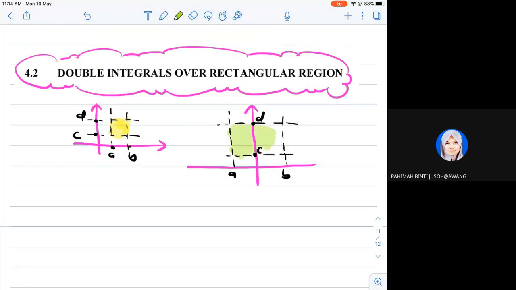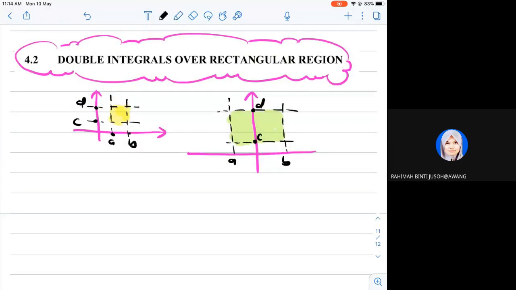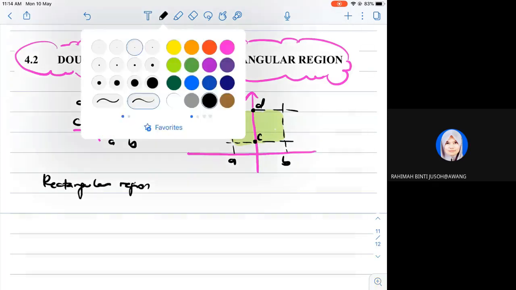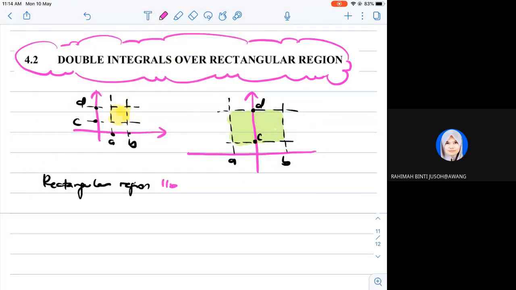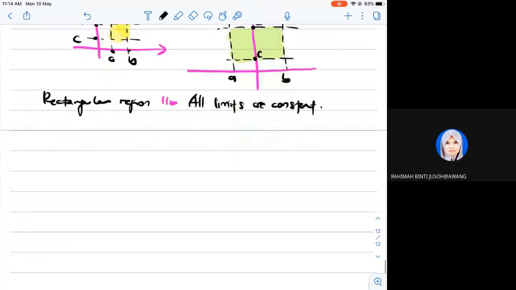Bila kita cakap pasal ni C, ni D, rectangular regions ni guys, maksudnya ialah region kita mesti semuanya constant. Limit kita, all limits are constant. Itu maksud rectangular region. Rectangular region means all limits are constant. Tu you kena faham konsep dia. All limits are constant. Dia tak ada melibatkan function. Okay. So in fact you boleh ubah pun position of that limit dy dx or dx dy.